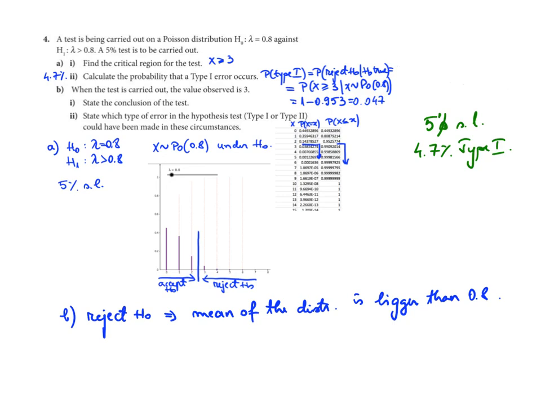State which type of error in the hypothesis test, type 1 or type 2, could have been made in these circumstances. Since the conclusion of the test is to reject H0, then you could have made a type 1 error.